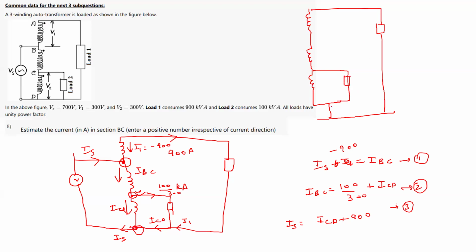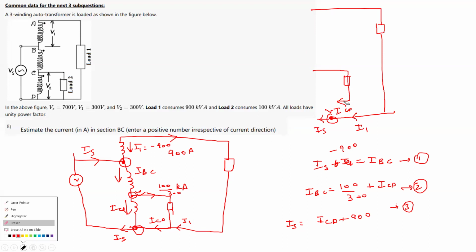Here basically this loop has ICD, and this current here is I1. So this is ICD plus I1, which comes as IS. Actually this comes down and gets added up here directly. In that way you get the current IS. So it is something like this.